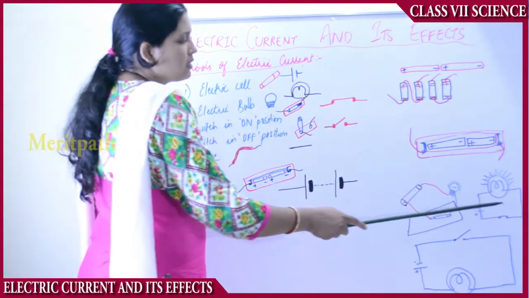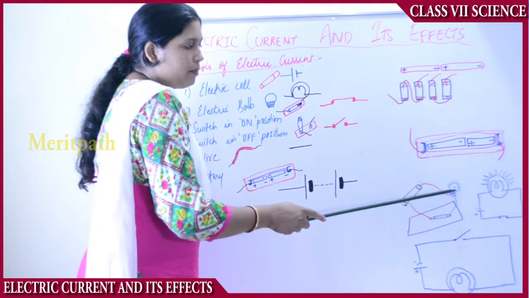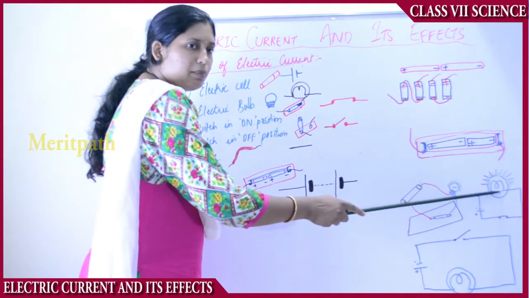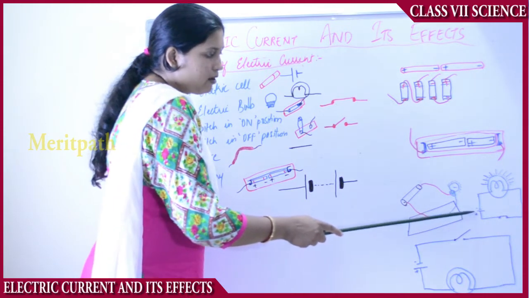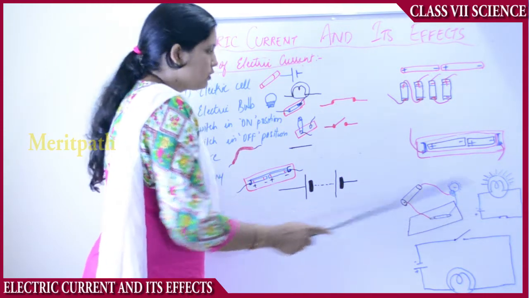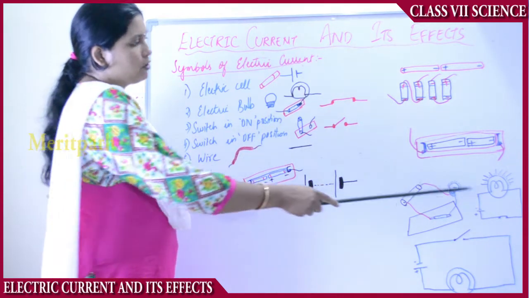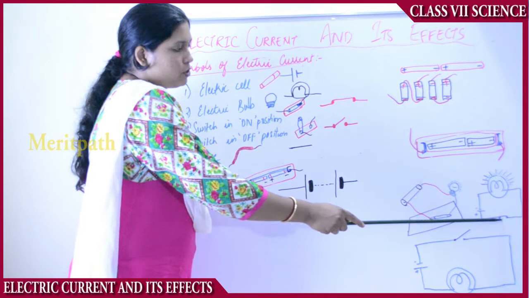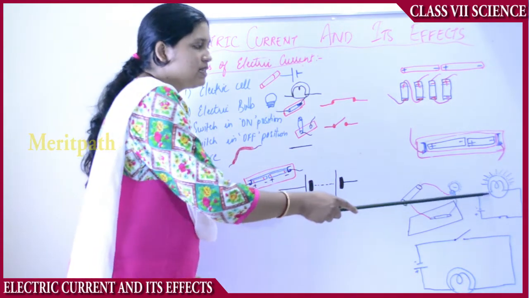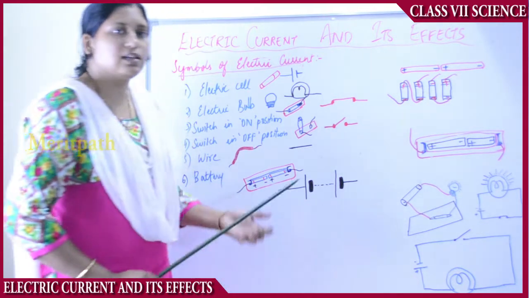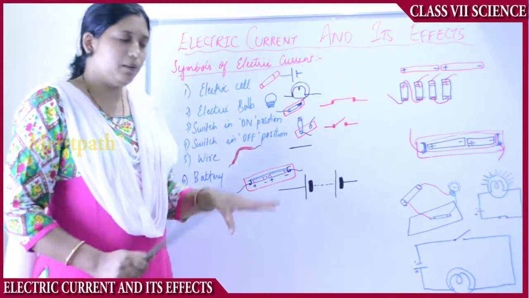This instance is indicated in symbolic form here. So this is the symbol of a bulb, right? This bulb is represented by this symbol. Then the battery, this is the battery, and this is the on position of the switch. So this is the bulb, this is the on position of the switch, and this is the battery, the electric cell. This instance indicates that the switch is in on position, there is a flow of electricity, and the bulb glows.